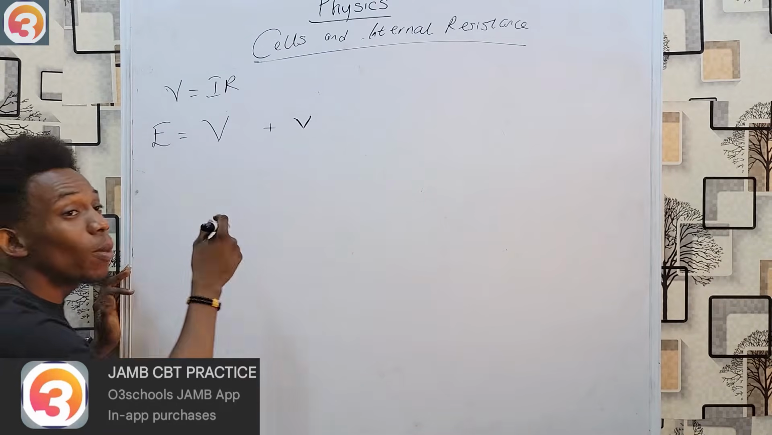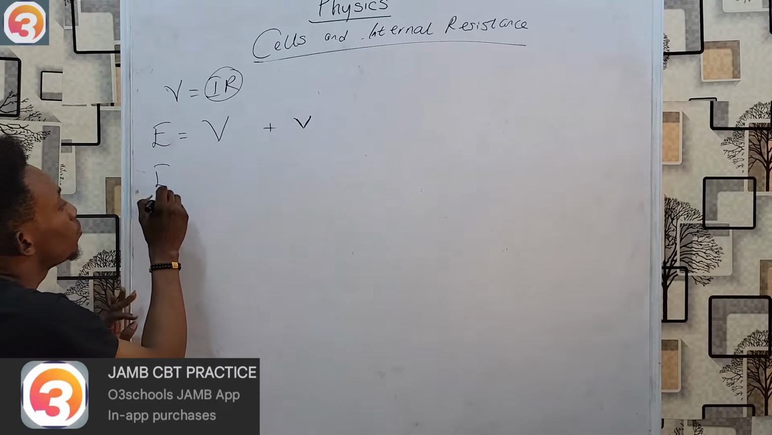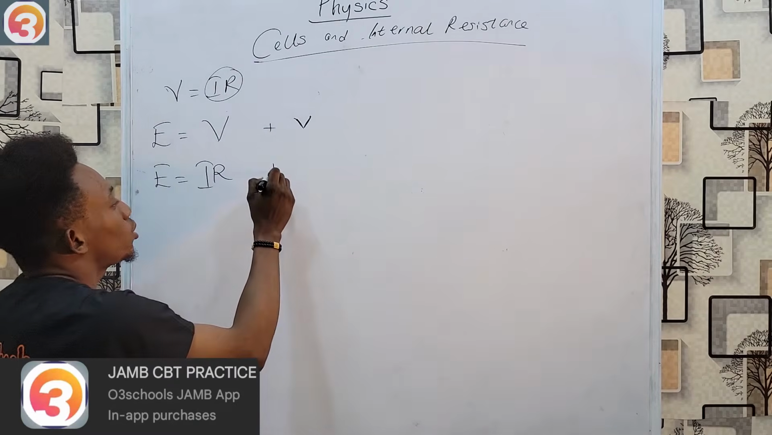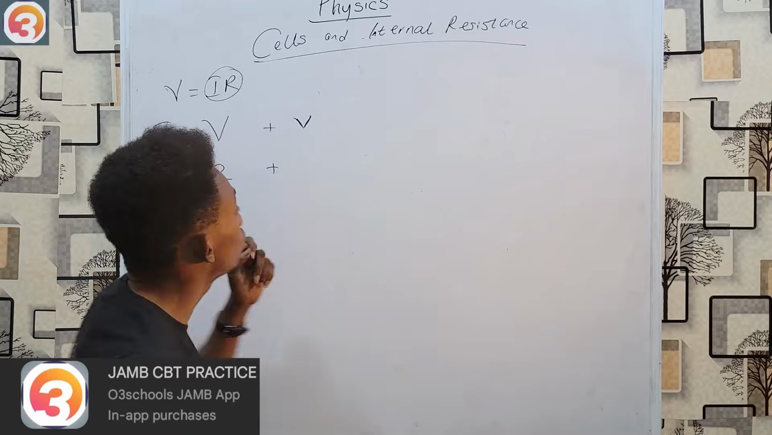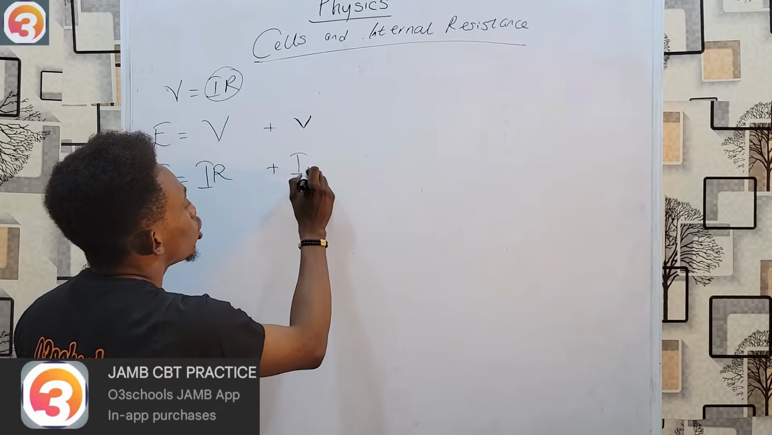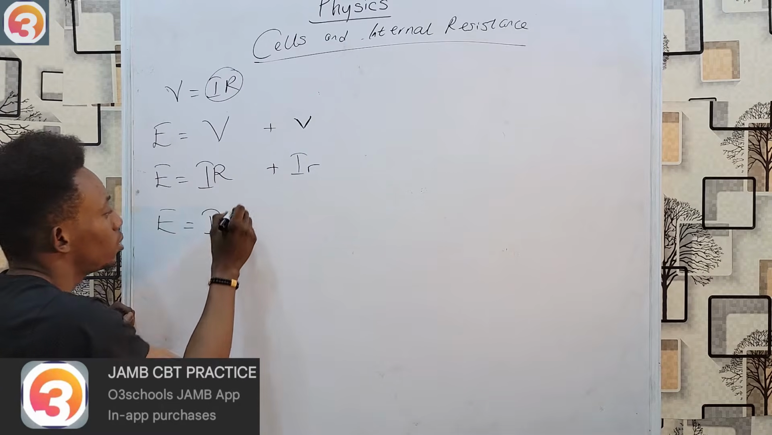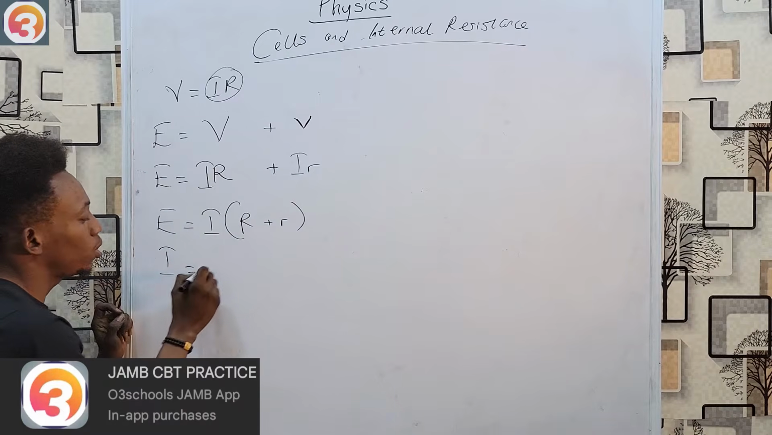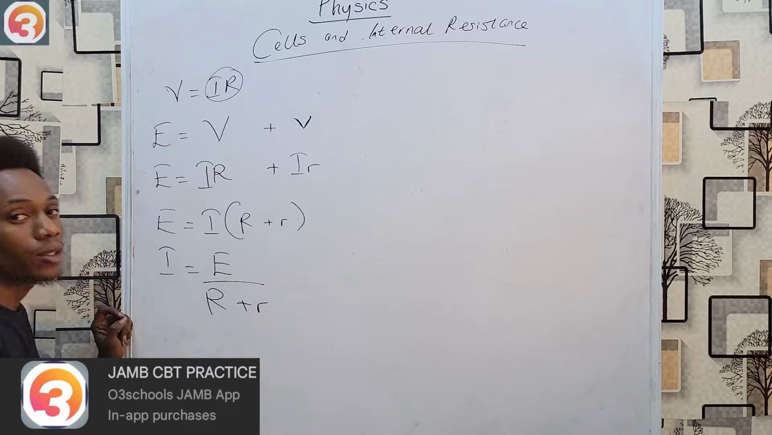Therefore, we now go back to our typical Ohm's law. Across the external resistor, we must experience this big V, but across the internal resistor is where this small v gets lost. So this will be I times small r, such that E becomes equal to I into R plus r, and therefore I must be equal to E over R plus r.